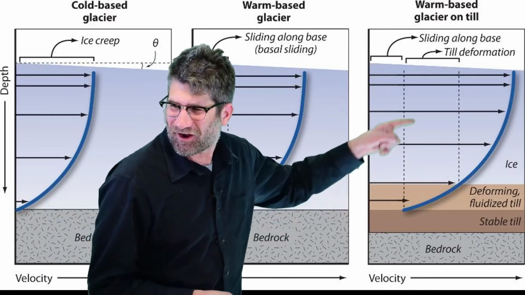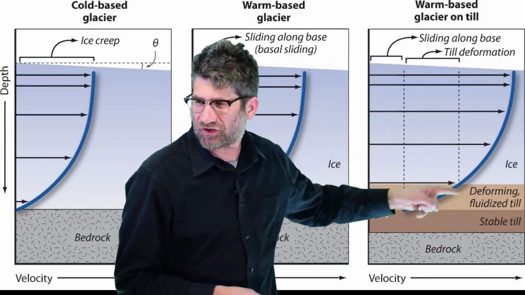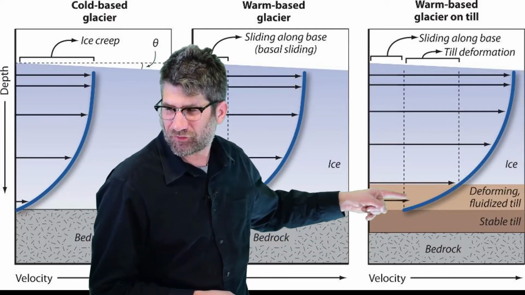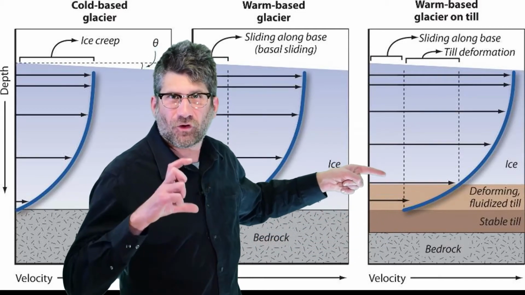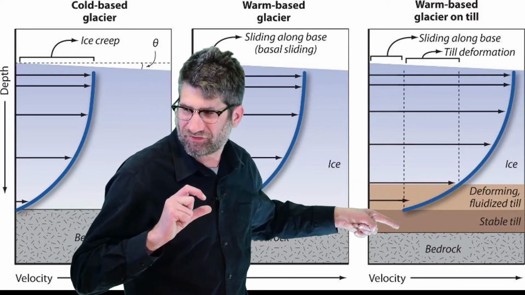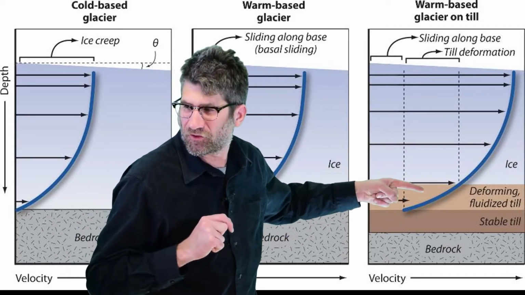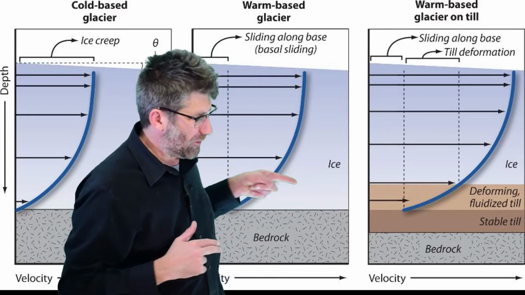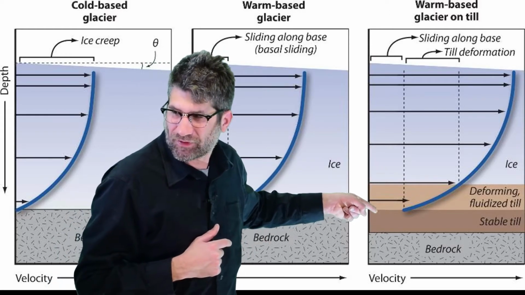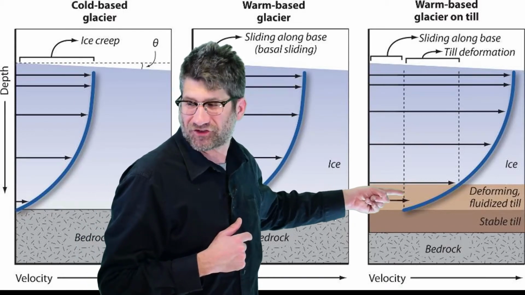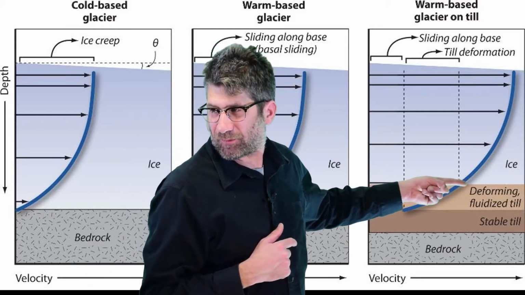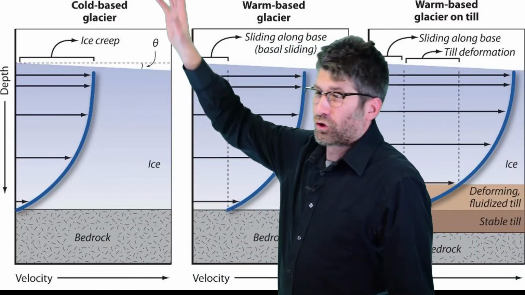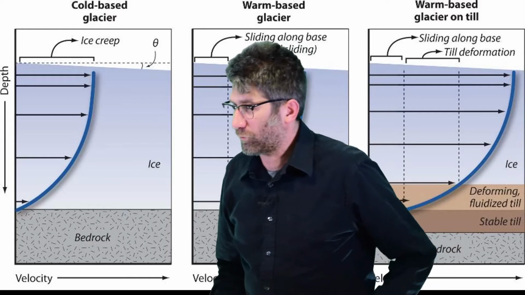Okay, our last one here is the warm base glacier on till. And this is a little bit more confusing here because what happens is you end up with essentially a frozen portion of the till at the base, and then what we call fluidized till above that, that's actually sliding along and deforming with the glacier. And then so we have movement of the till and the glacier at the base, and then we end up with deformation in the glacier as well. Cold-based and two examples of warm-based.